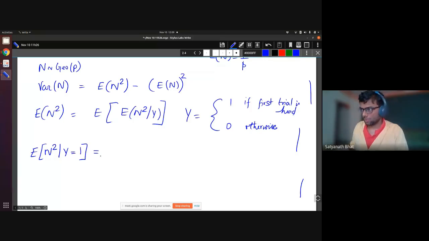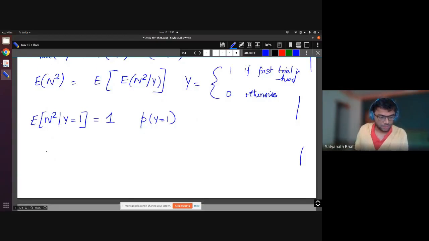So what is N? N is the number of trials I need to do till I get the first head. I'm saying that the first coin toss itself is a head. So the number of trials required when Y equals 1 is 1. Squaring that is also 1. So this is the first thing.